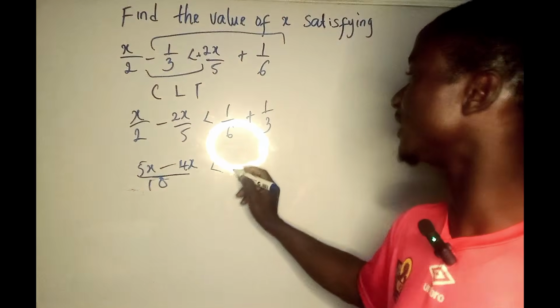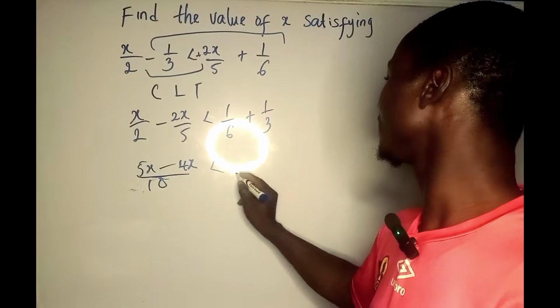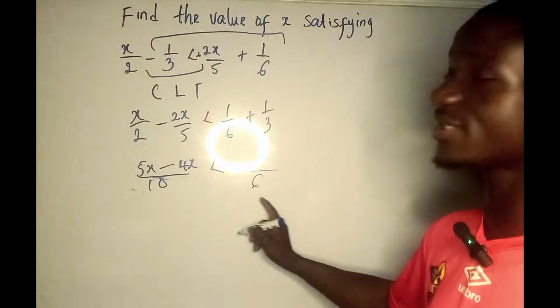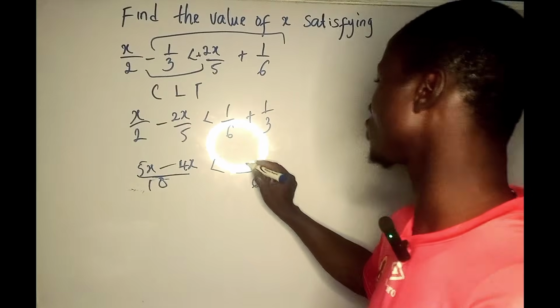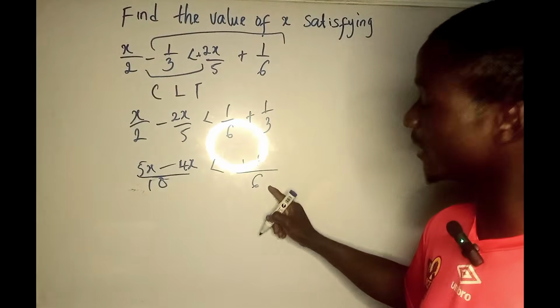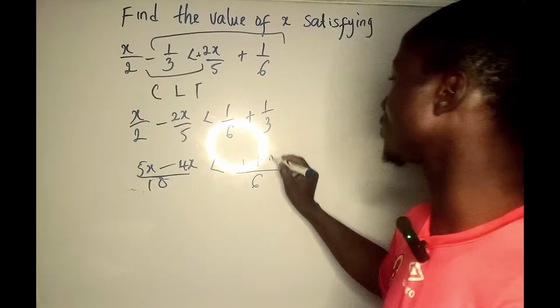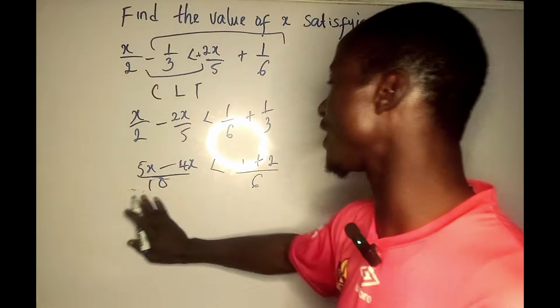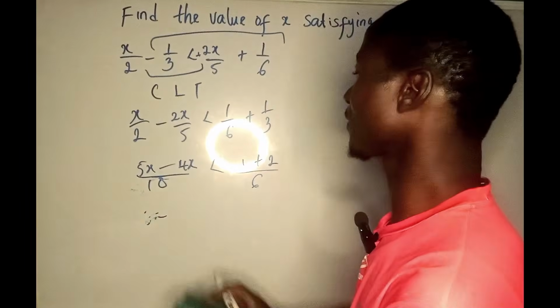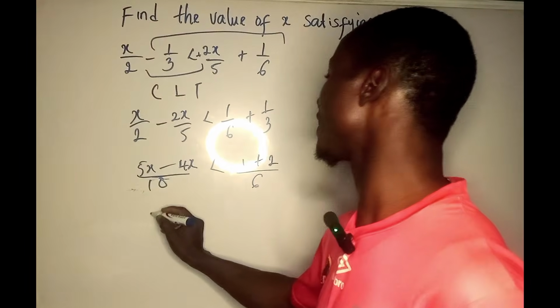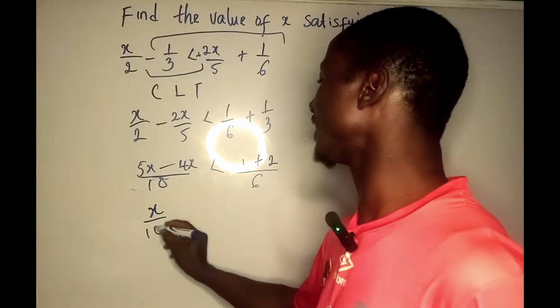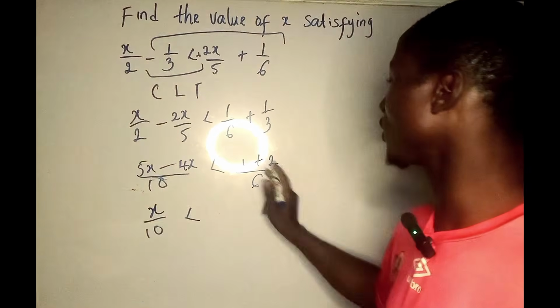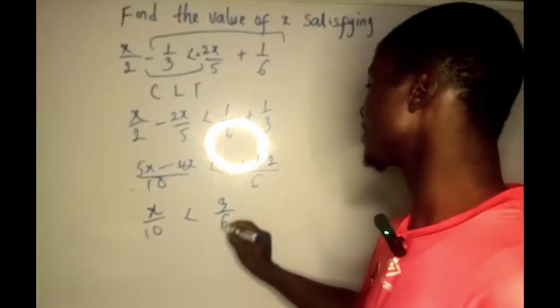After the less than, the LCM of 6 and 3 is 6. 6 in 6 gives us 1. 1 times 1 is 1. Then plus, 6 in 3 gives us 2. 2 times 1 is 2. Therefore, we have 5x minus 4x, which is going to give us x over 10. Less than 1 plus 2 gives us 3 over 6.